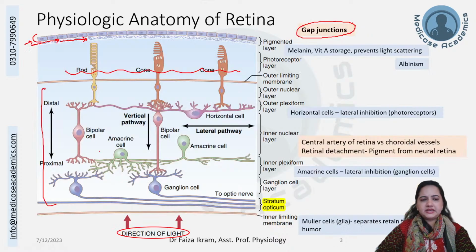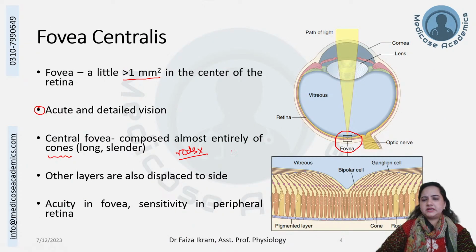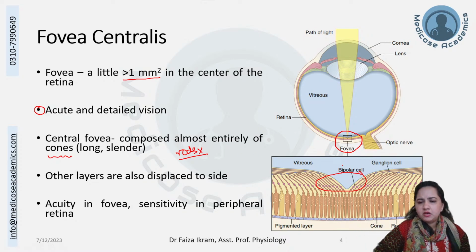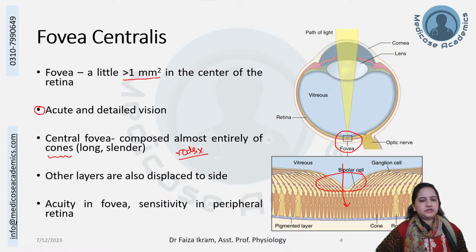Secondly, the many layers present in front of the photoreceptors impede the entry of light to the photoreceptors. They slow it down, they impede it. But in the fovea centralis, as you can see in this image, the rest of the layers have moved to the sides. Light is almost impinging directly upon the photoreceptor layers, upon the cones inside the fovea centralis, which also helps in increasing the visual acuity in this layer.